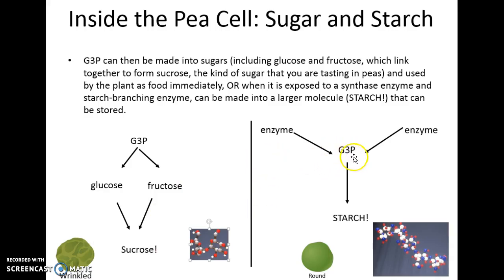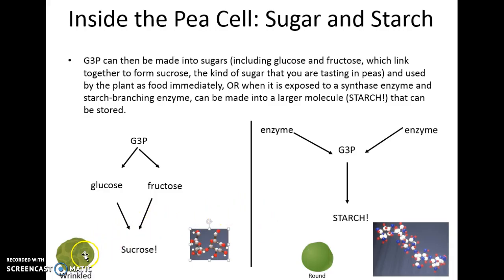Alternatively, we can take the G3P molecule and it can be exposed to 2 enzymes, synthase and a starch branching enzyme. And all that enzymes do is they cause a reaction to happen in a different way, and they cause it to happen quickly. So these enzymes come in and they attach to this G3P molecule, and then it builds a much bigger molecule, a starch. And look at the starch molecule over here. Carbons, hydrogens, oxygens are all there, but it's a much bigger molecule than sucrose is. And so then peas that have a lot of starch in them, when you dry them out, tend to be round. So that's the important thing to remember here.